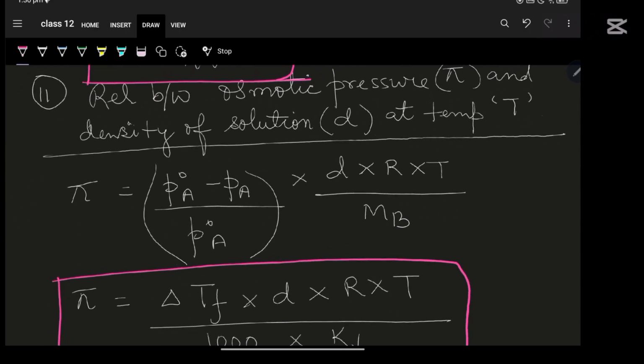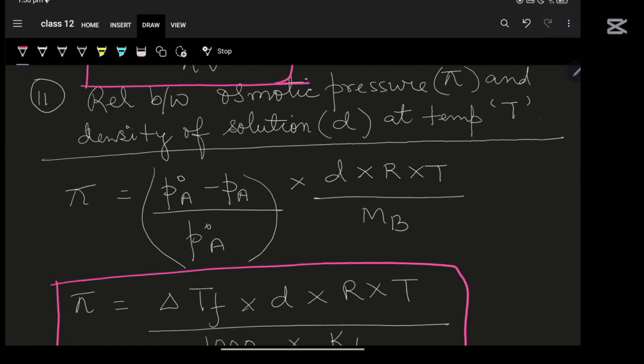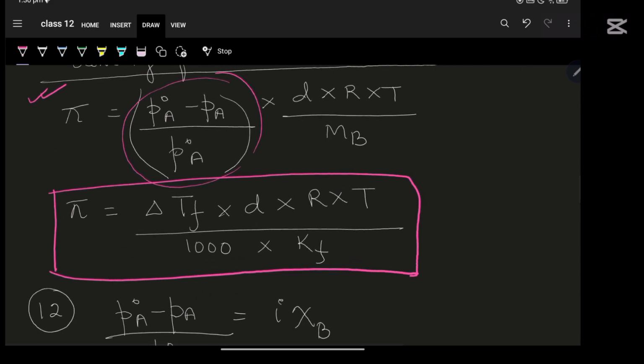Now relation between osmotic pressure pi and the density of the solution, this is the relation. Pi is equal to the relative lowering of the vapor pressure, this into D into RT by MB. So this is the final relation, again with pi and delta TF if it is asked. So this is the relation from one colligative property to the other: osmotic pressure to relative lowering of vapor pressure, osmotic pressure to depression in the freezing point.